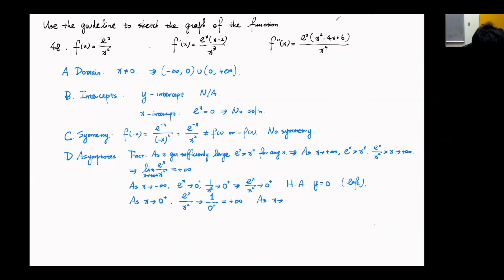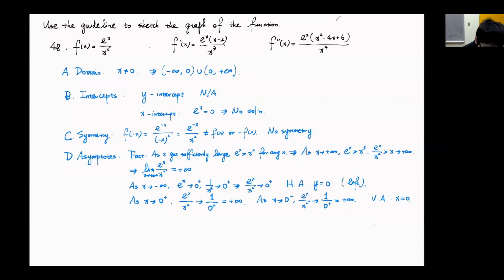Moreover, as x approaches 0 from the left, the similar story, we get e to the x divided by x squared, so this will approach 1 divided by 0 from above, because x squared, again, is going to be a very small positive number. So this way I get positive infinity. All right, so the vertical asymptote is simply going to be x equals 0. So we get a horizontal asymptote and vertical asymptote in this step.